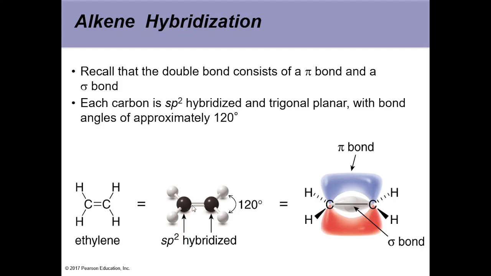Now, one thing to keep in mind is that a double bond is completely unrotatable. So this flat structure will remain as the structure of the alkene at any time. It doesn't rotate.